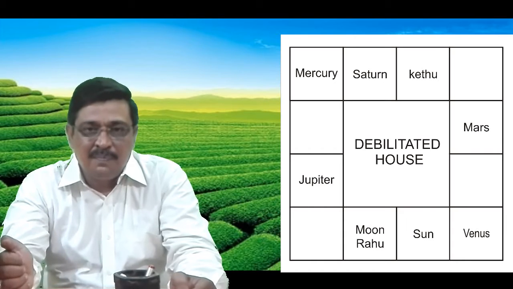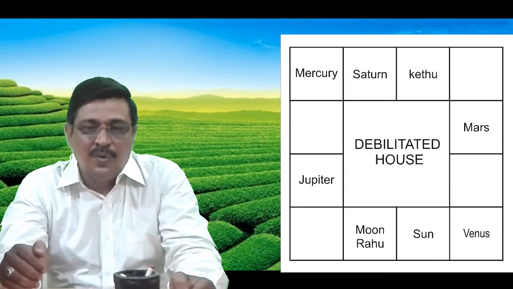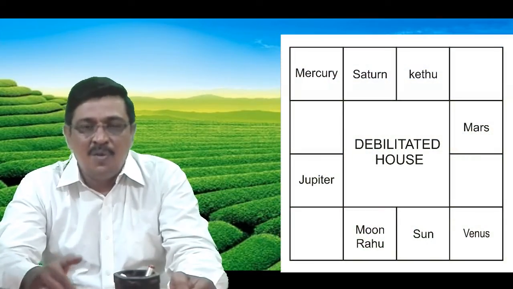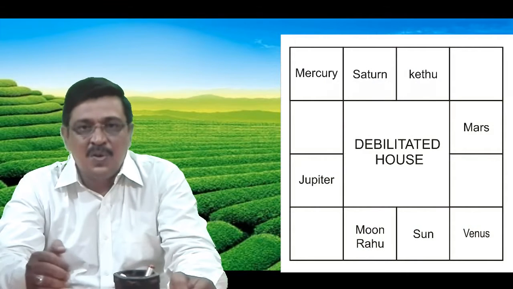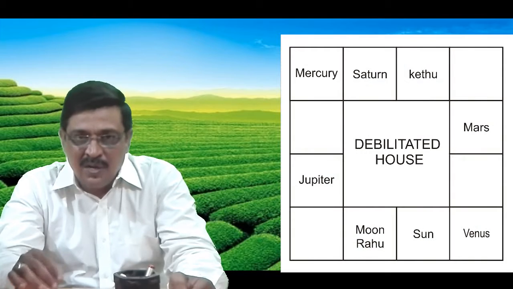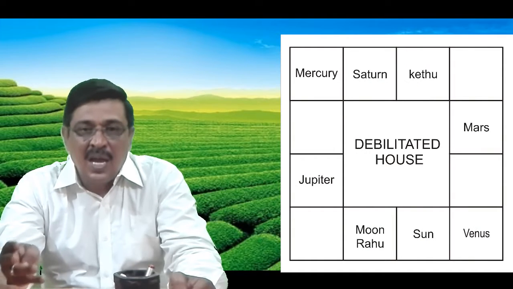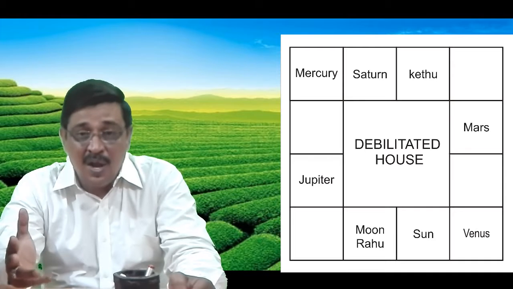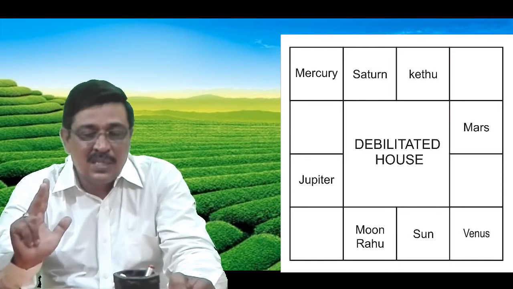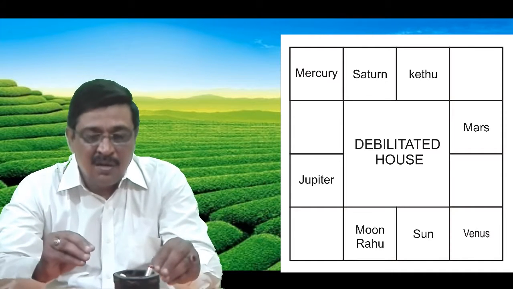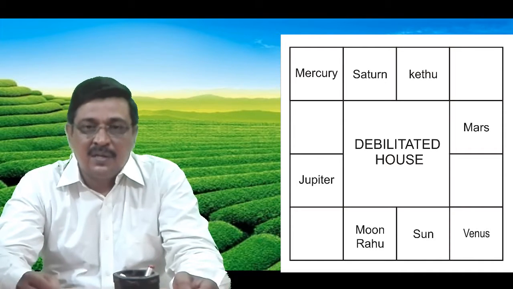The next example we will see is the Moon. The Moon is the ruler of Cancer, and it is exalted in Taurus. Diagonally opposite, Scorpio is there, which is the 7th house from Taurus. Just count it from Taurus: Gemini, Cancer, Leo, Virgo, Libra, and Scorpio. This is the 7th house, Scorpio, where the Moon gets debilitated.